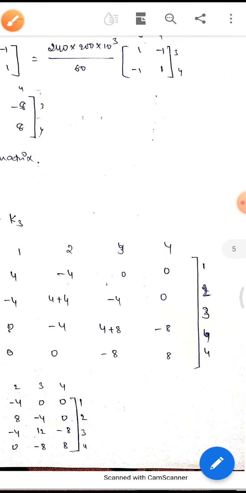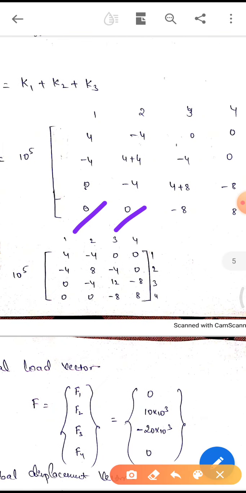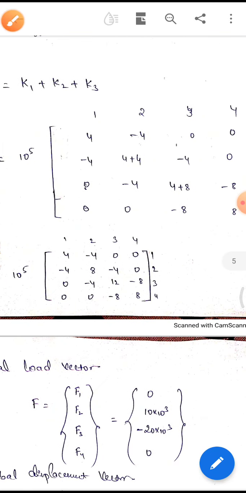Once we form, you just simplify this. That is nothing but 4 minus 4, 0, 0; 4 minus 4, 0, 0; minus 4, minus 4, 4 plus 4 is 8, minus 4, 0; minus 4, 0. Next we have 0, minus 4, 8 plus 4 is 12, that is what we have written here, 12 minus 8 is written here. Next 0, 0, minus 8, 8. So we have formed the global stiffness matrix.